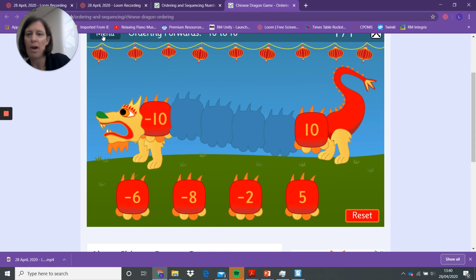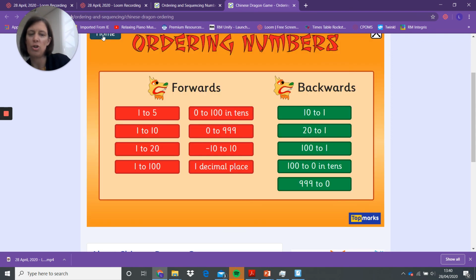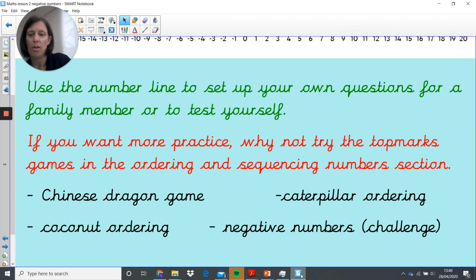Remember, if I want to go back, I can just choose to carry on playing that game, or I can choose any of those other games. So remember, these are the ones that you can choose from: Chinese dragon game, caterpillar ordering, coconut ordering, or the negative numbers challenge.